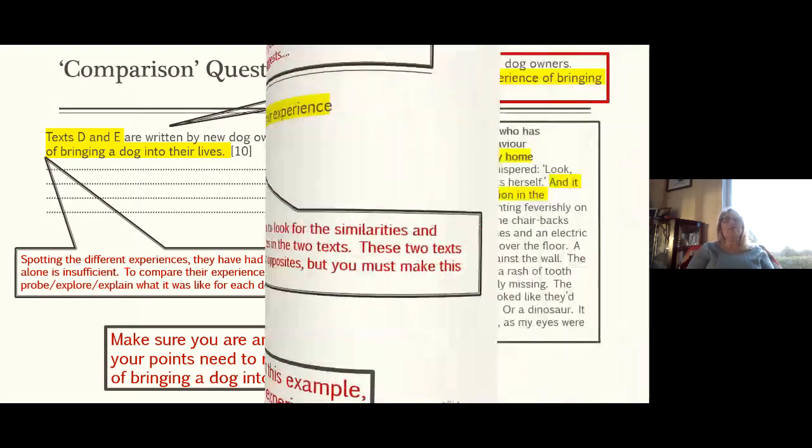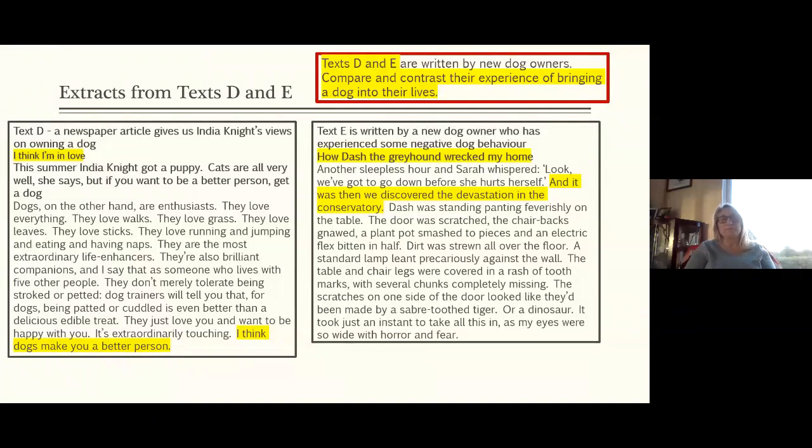Okay, so we'll look at some extracts from the text. First of all, then, extract D, a newspaper article, gives us Indian Knight's views on owning a dog, and this is the extract that I've chosen. I think I'm in love. This summer, Indian Knight got a puppy. Cats are all very well, she says, but if you want to be a better person, get a dog.